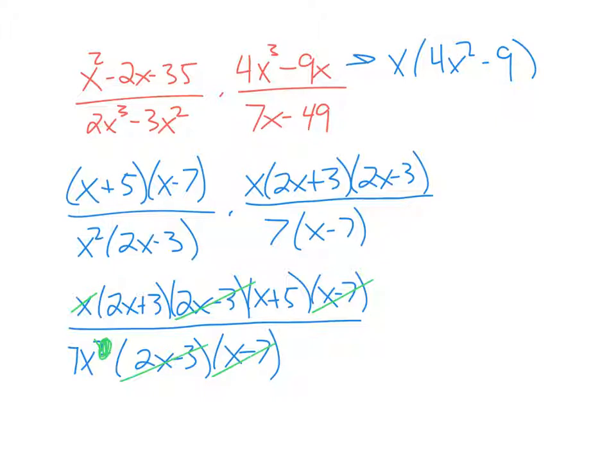So our final answer is going to look like this. x plus 5, 2x plus 3, over 7x, just 7x. All right, and that's as simplified as you can get.